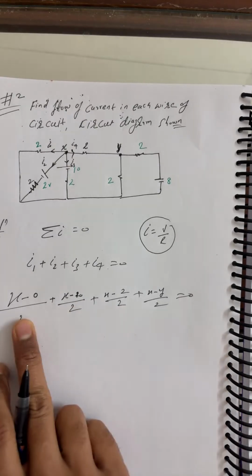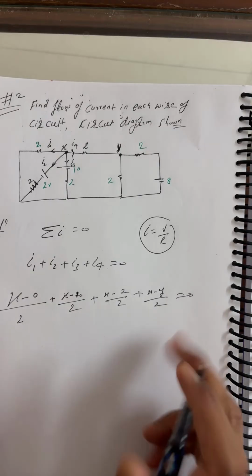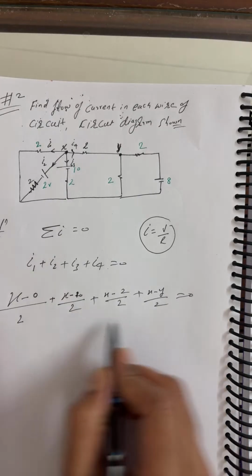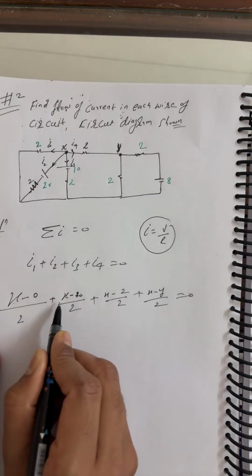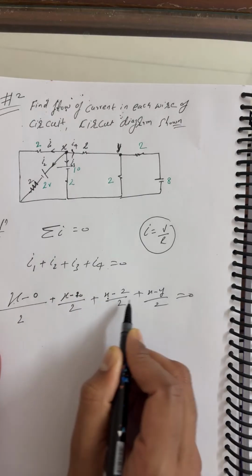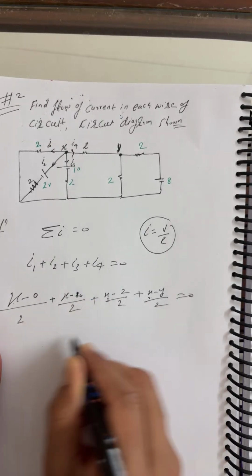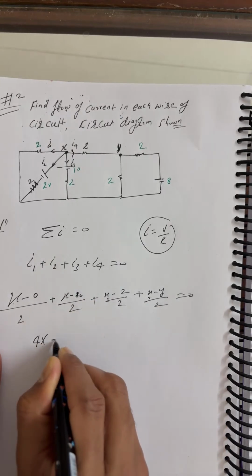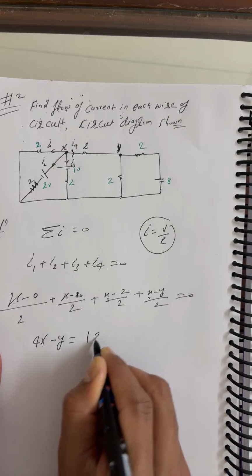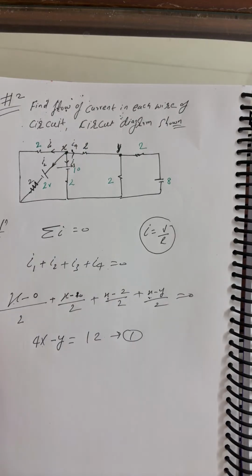Now just take LCM, beta. Then you can see the entire thing goes to 0 only. So 1x, 2x, 3x, 4x, 4x minus y is equal to 10 and 2, 12. So you will get 4x - y = 12. Let us call this equation number 1.